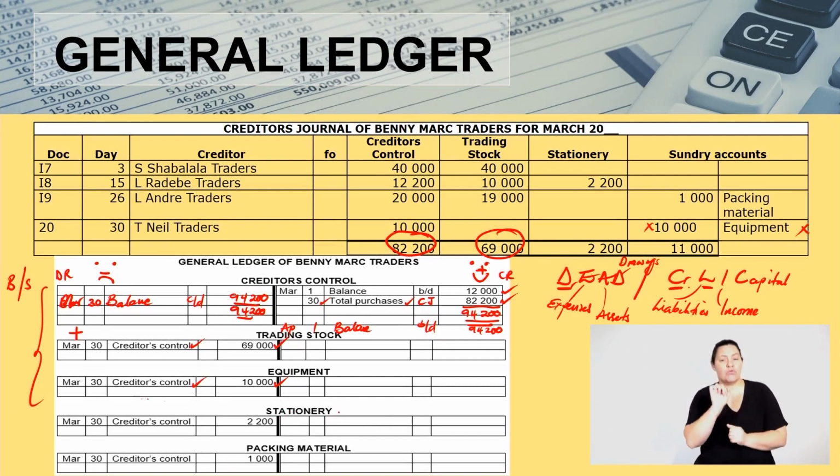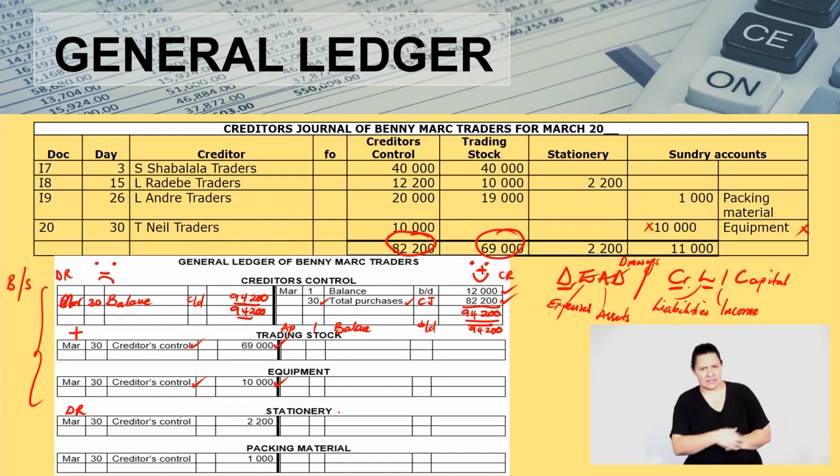Stationery is your expense, so it will increase on the debit side as well. Why am I saying that? Remember the dead click. We debit our expenses. So I'm coming here to say creditors control 2,200. You know what is left? Which account is left? Yes, your packing materials.